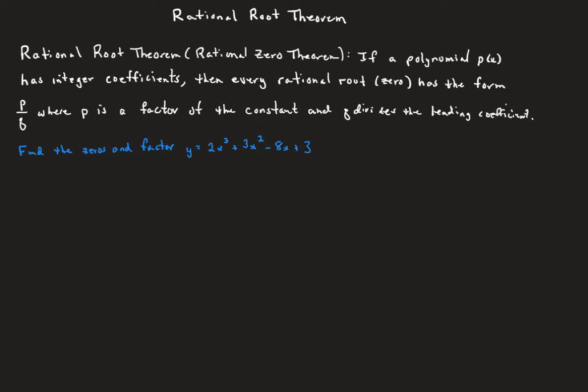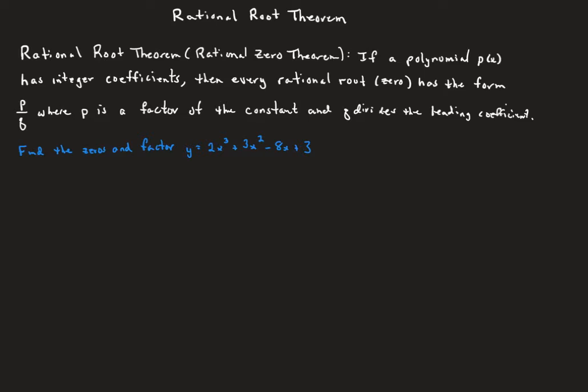So the big question then is, what if we aren't given one of those zeros or factors? How can we find one for a higher order polynomial, or two if we need it, so that we can kind of get the ball rolling and be able to find all the zeros and all the factors? And that's where the rational root theorem comes in.